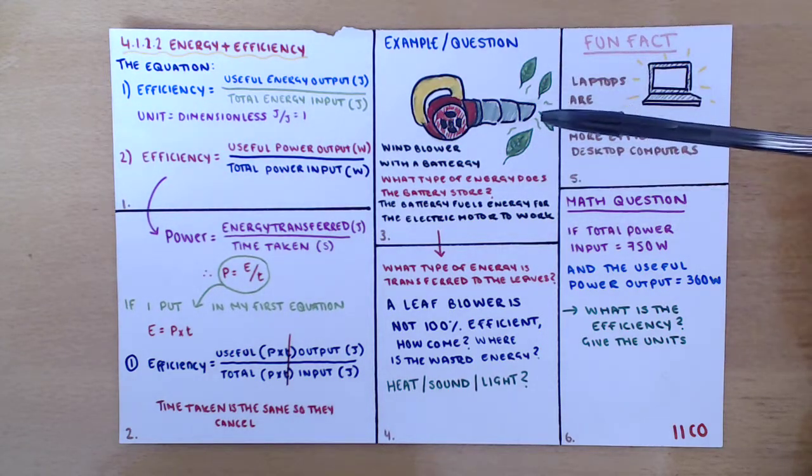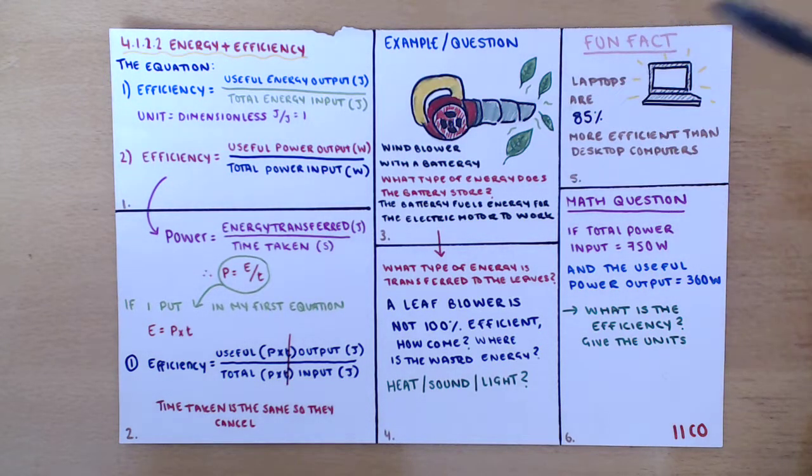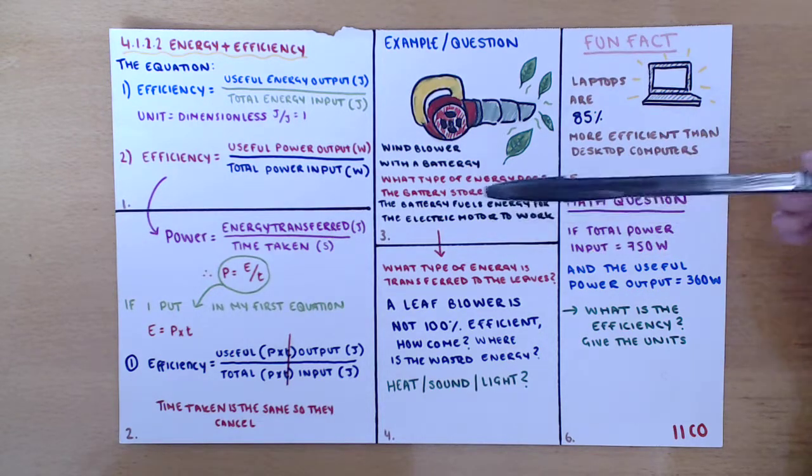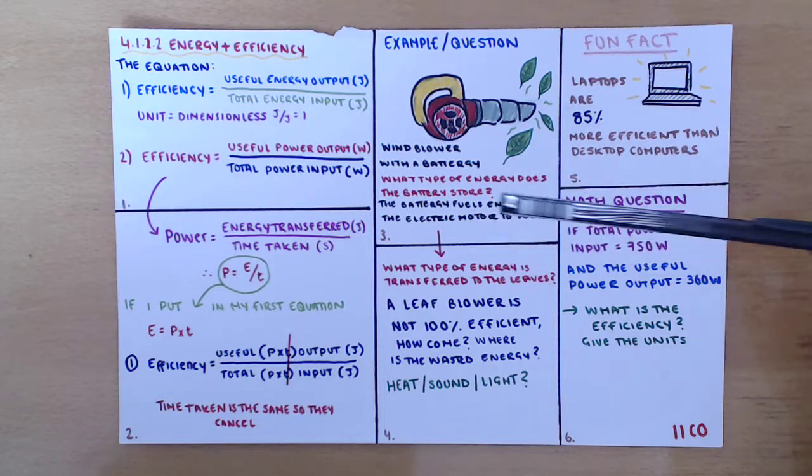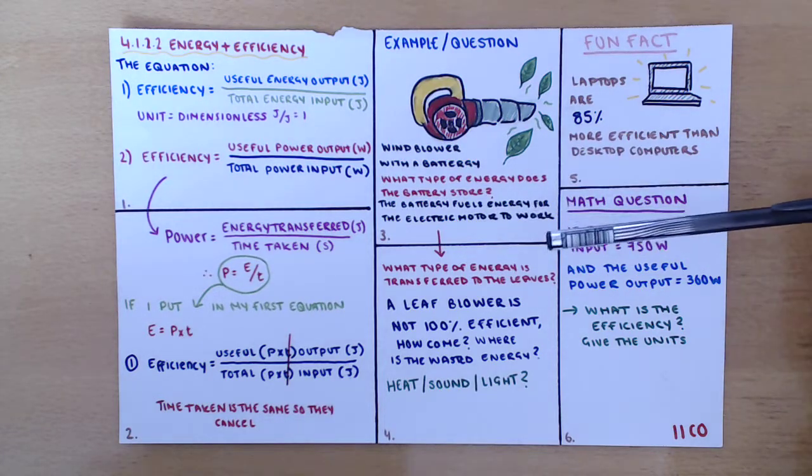So I'm going to give you an example, a question. Here you have a leaf blower, and it has a battery. Now I want you to pause the video and see what type of energy the battery stores. Okay, hopefully you've unpaused it and you've noted that the type of energy that the battery stores is chemical energy. It can't be kinetic, it won't be potential, it will be chemical because it's a battery just like fuel. It's got chemistry involved with it somewhere. So the battery fuels energy for the electric motor to work.